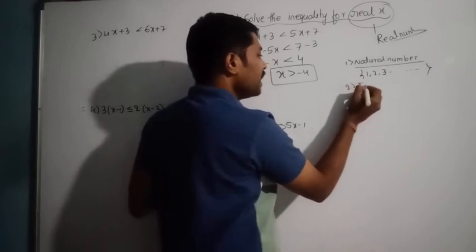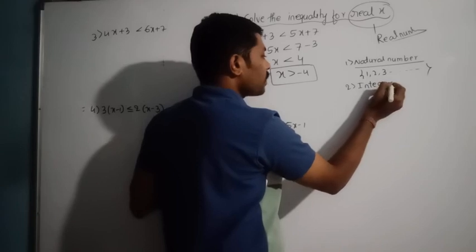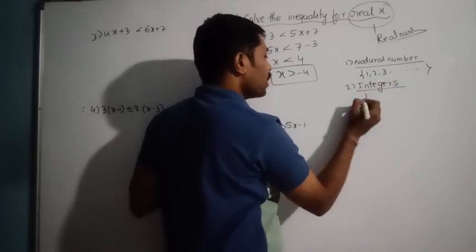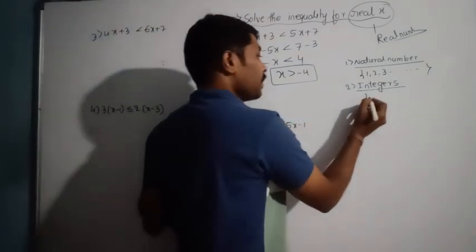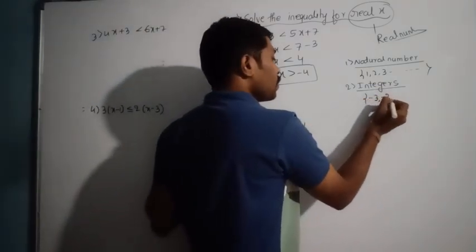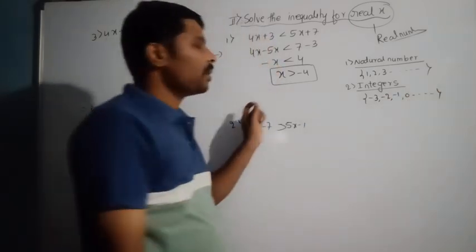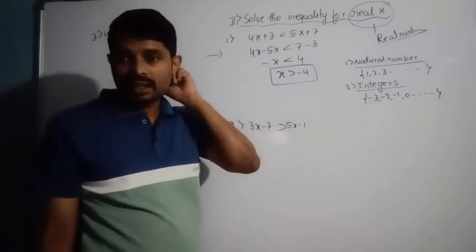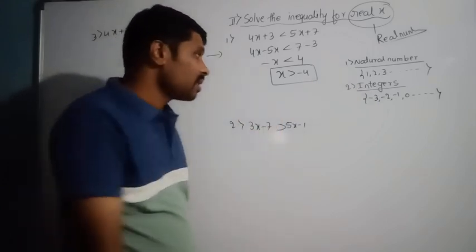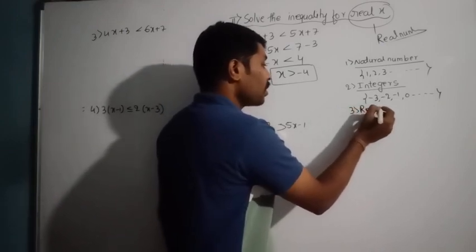Suppose they ask integers. So कौन सा integer है ये? minus 4 से भी बड़ा. Greater than minus 4 means minus 3, minus 2, minus 1, 0, and so on. If they ask natural numbers or integers, you will mark like this. But students, they are asking the answer for real numbers.